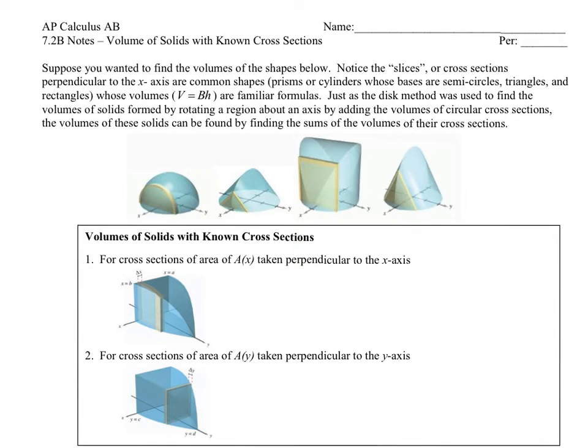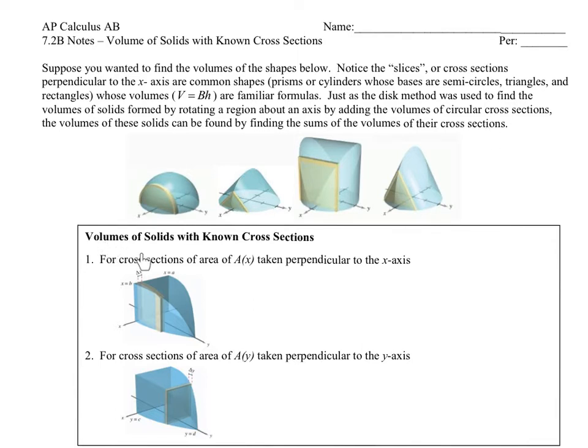Those cross-sections are shapes that are familiar, and then we can find the volume of these little teeny tiny three-dimensional shapes by using familiar formulas. Just as the disk method was used to find the volumes of solids formed by rotating a region about an axis by adding the volumes of circular cross-sections, the volumes of these solids can be found by finding the sums of the volumes of their known cross-sections. Let's take a look at the formula, and then we're going to try some examples.